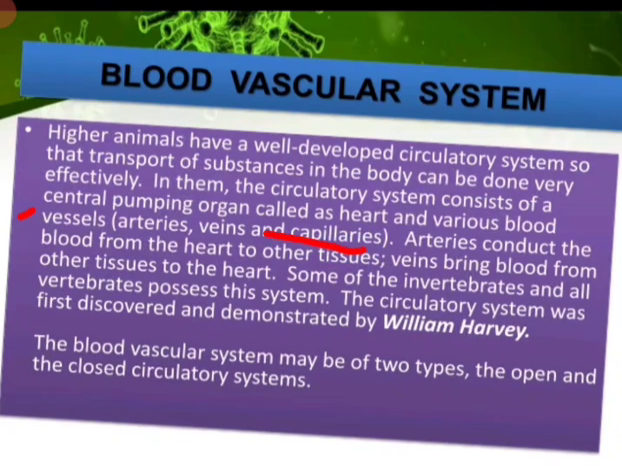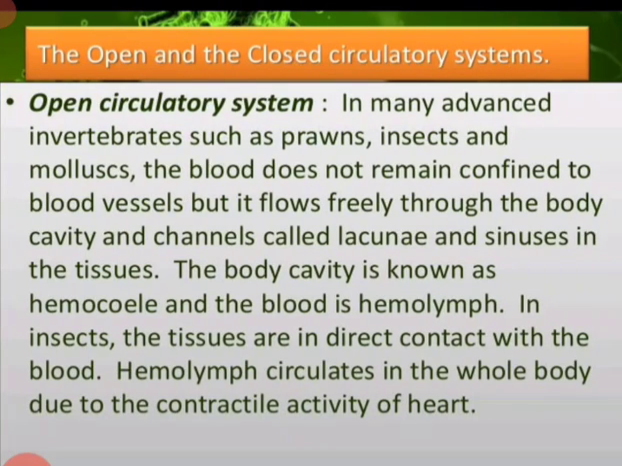Some of the invertebrates and all vertebrates possess this system, and this circulatory system was discovered and demonstrated by William Harvey. So here it consists of the heart as well as the blood vessels. The blood vessels consist of which ones? Arteries, veins and capillaries. Arteries conduct the blood from the heart to other tissues, and veins conduct the blood from the other tissues to the heart. So here two types of circulatory systems are there.